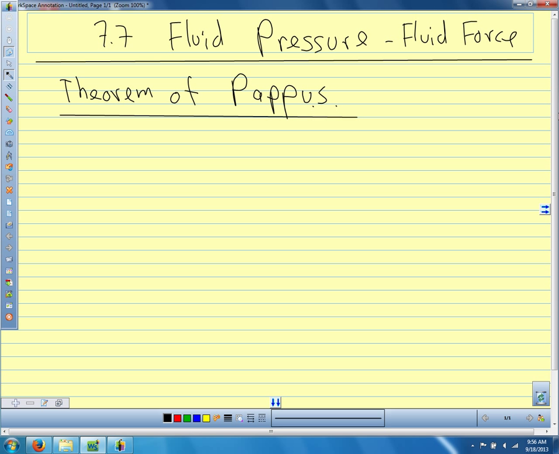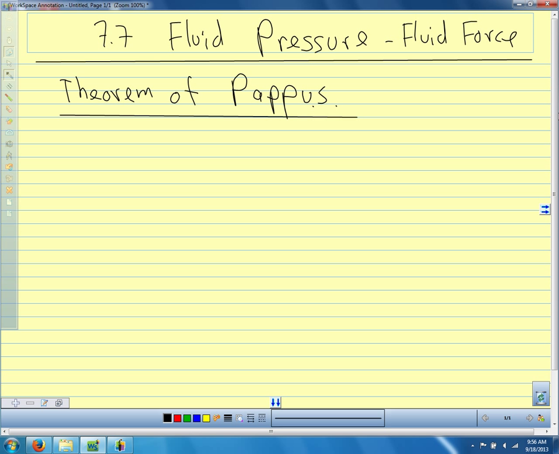Before we talk about the theorem of Pappus, I just wanted to mention why we would want to calculate a center of mass or a centroid. One reason, based on the assumptions we used in the problems, is that for simple shapes, if we're trying to analyze how they move, we assume that their mass is concentrated at the center of mass.